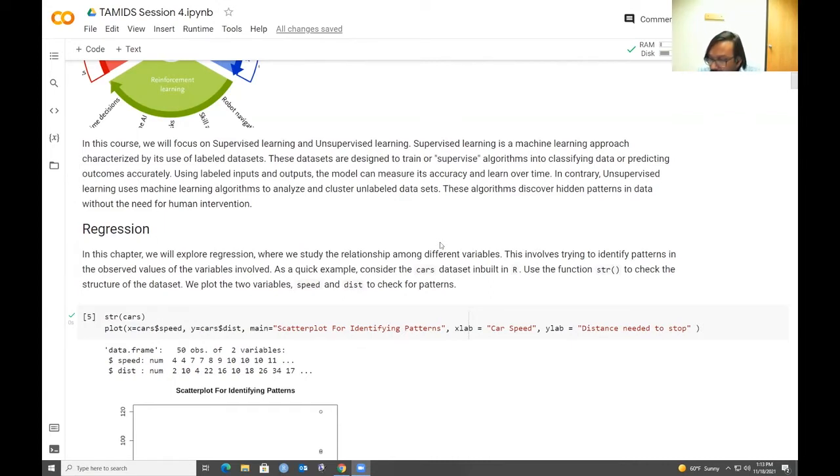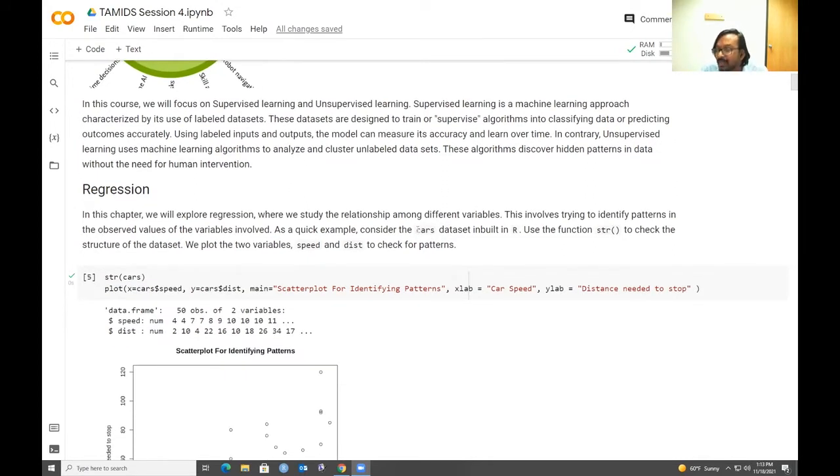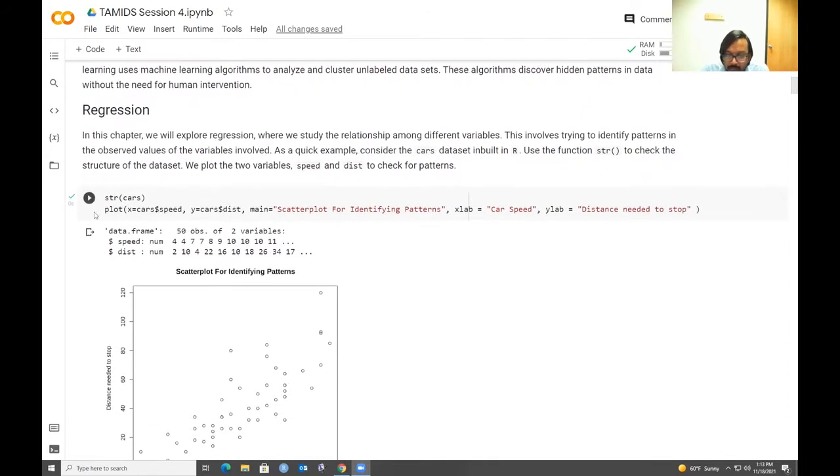So if there are two variables, we would like to identify patterns in how these two variables behave among themselves. As a quick example to explain the concept of regression better, there is a cars dataset that's inbuilt within R. If we look at the cars dataset and I use the str function to understand the structure of this dataset, it is a data frame which has 50 observations on two variables. So there are 50 cars which have a certain speed, and then the car is trying to come to a stop. And we are trying to check if there is a pattern between the car's speed and the distance needed to stop.